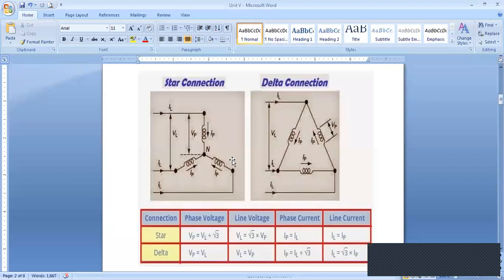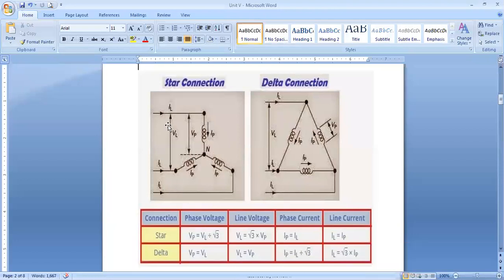Clear? But when we need to consider the voltage or the current between two lines, that is known as line voltage or line current. Clear? So the voltage between two lines is known as the line voltage, and the voltage between a single line and the neutral is known as the phase voltage. Similarly, the current between the line and the neutral is the phase current, and the current between two lines is known as line current. Clear? Now for the delta connection, we are not having the neutral point, right?